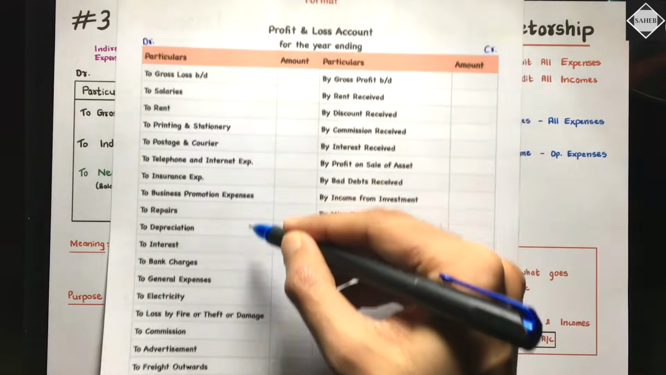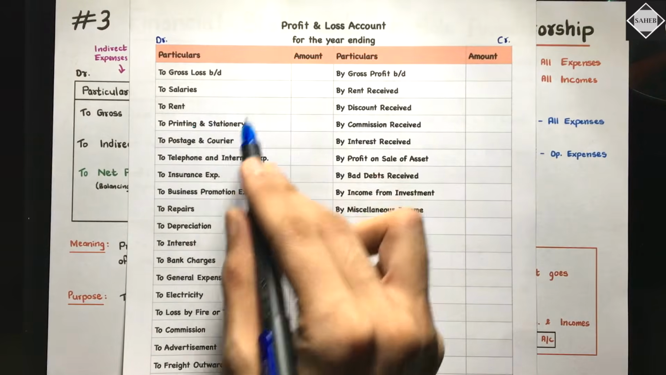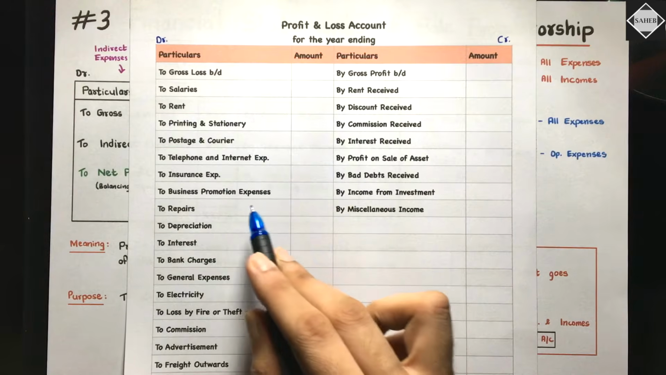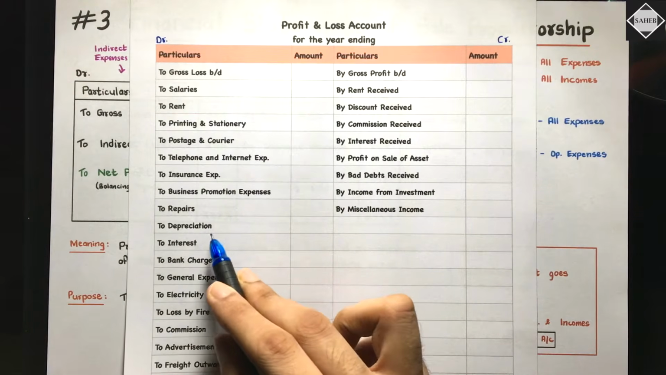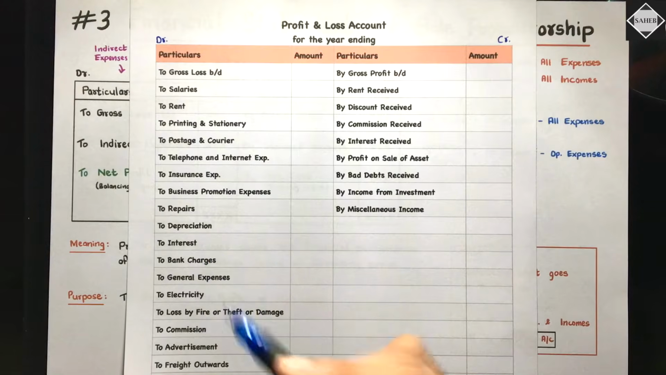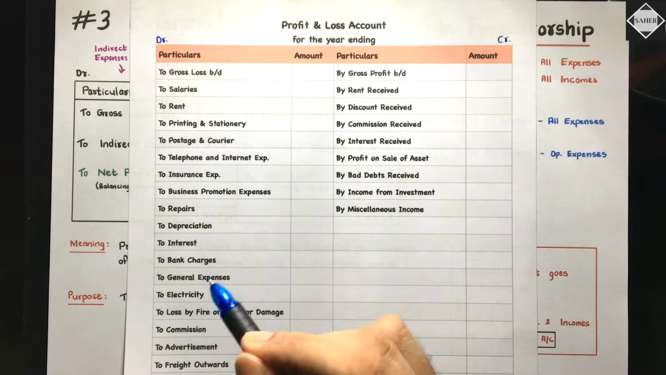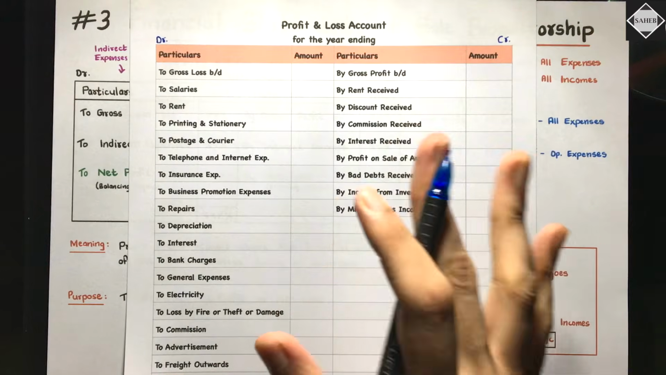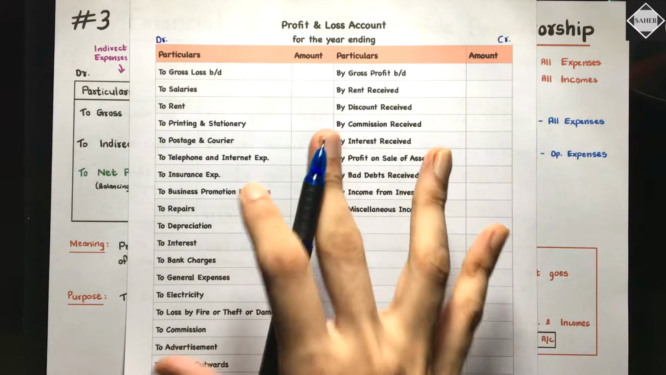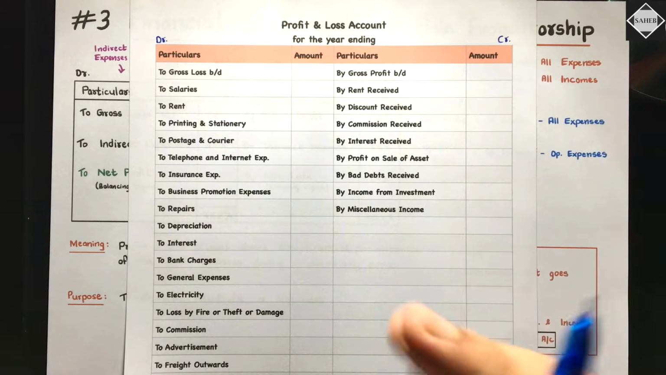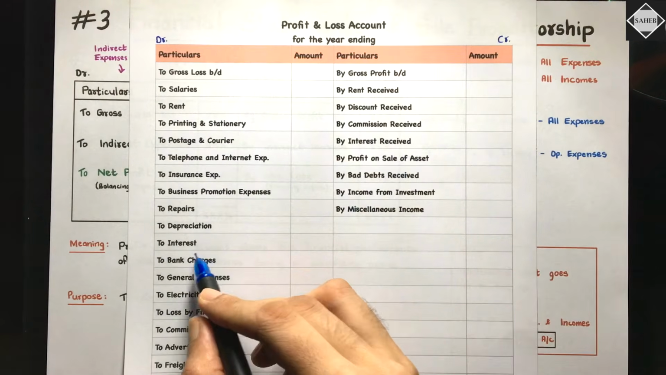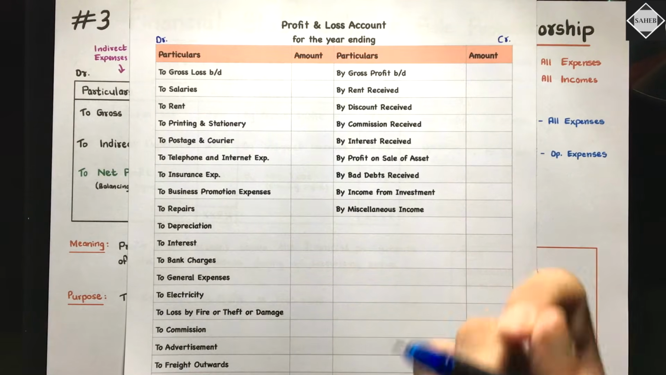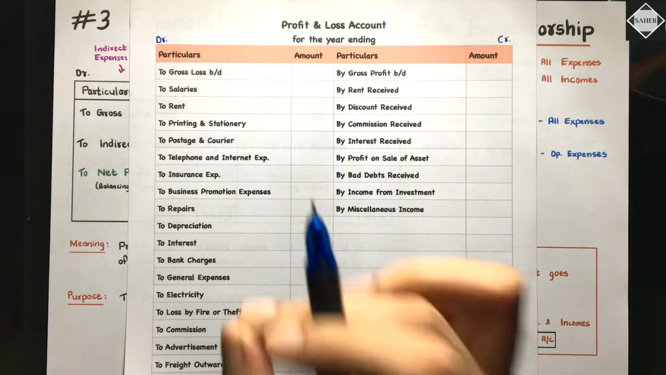And then all these are indirect expenses, as you can see: salaries, rent, printing and stationery, postage and courier, telephone and internet expense, insurance expense, business promotion expense, repairs, depreciation, interest. Now the interest which comes on the debit side is what? Interest expense, or in simple words, interest paid. But understand, this is the profit and loss account. We are preparing this as per the accrual concept, so it is not necessary that all the interest is paid. That is why you don't say interest paid; actually it's not correct. We say interest expense.